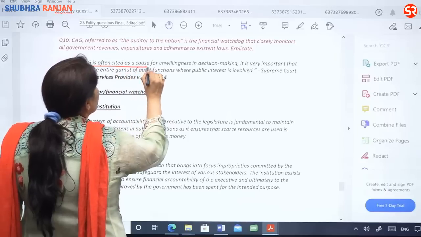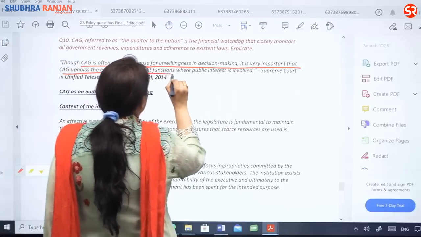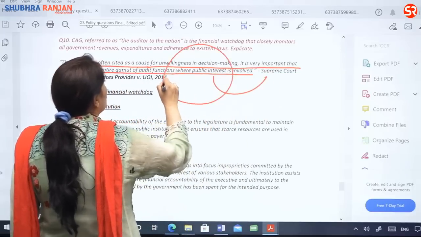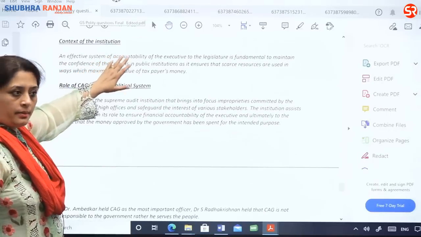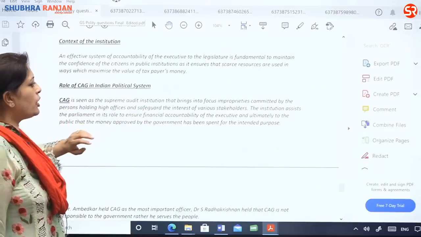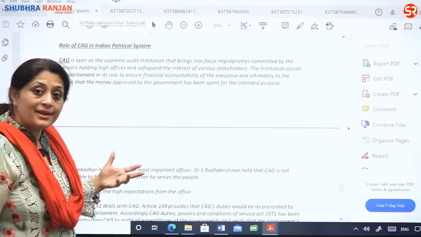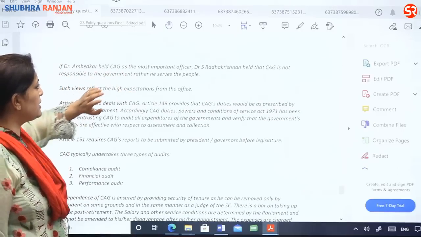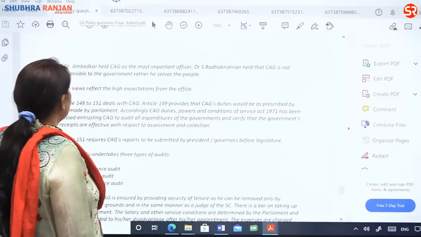CAG is often cited as a cause for unwillingness in decision making. It's very important that CAG upholds the entire gamut of audit functions where public interest is involved. So it is saying about the scope of CAG functions. The context of the institution is accountability. The role of CAG in the Indian political system is that of a supreme audit institution, and we have a parliamentary system. CAG's role is to assist the Parliament's Public Accounts Committee. Ambedkar held that CAG is the most important officer. Radhakrishnan held CAG is not responsible to the government, rather he serves the people.